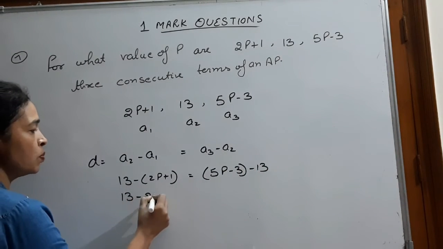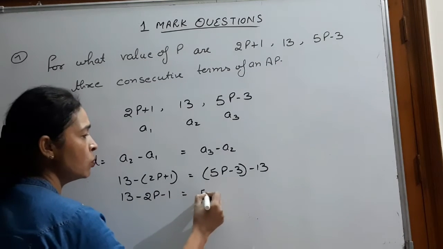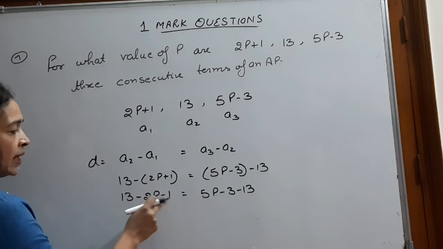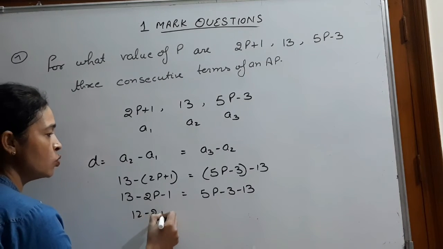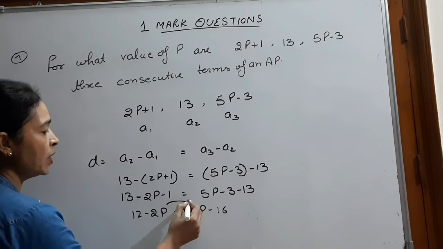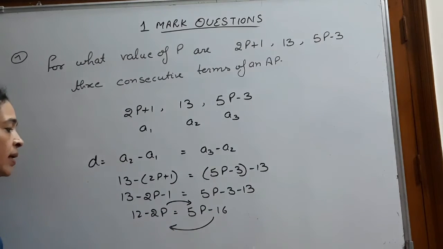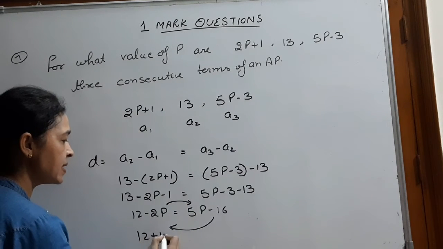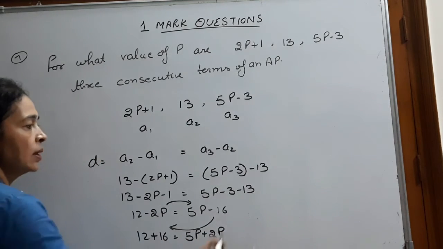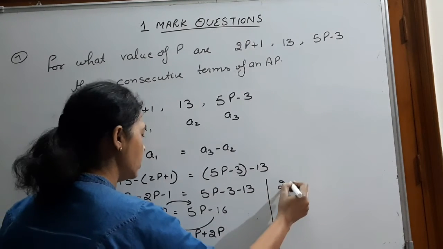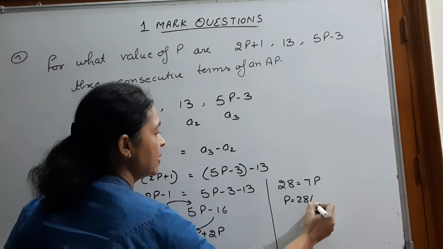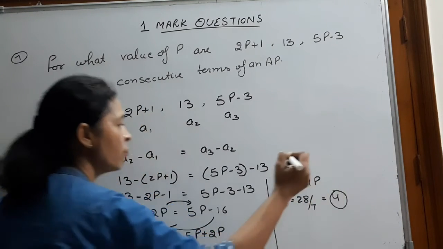We have 13 minus 2P minus 1 equals 5P minus 3 minus 13. 13 minus 1 is 12, so 12 minus 2P equals 5P minus 16. Taking P to the right hand side and 16 to the left hand side, 12 plus 16 equals 5P plus 2P. 12 plus 16 is 28, which equals 7P, and P equals 28 by 7, that is 4. 4 is the value of P.